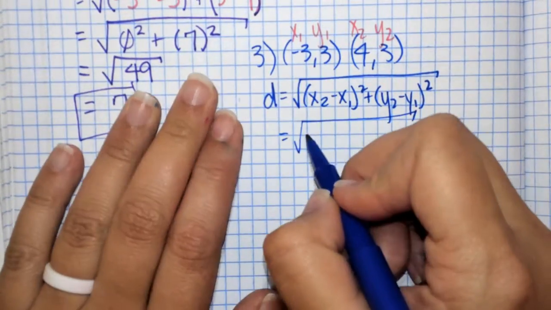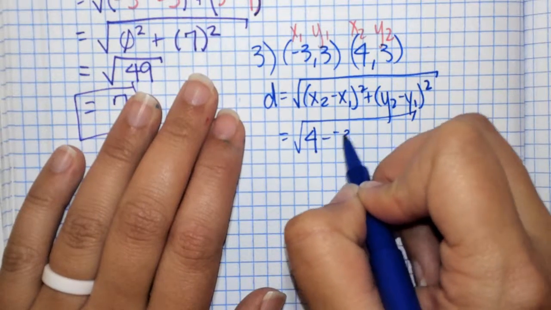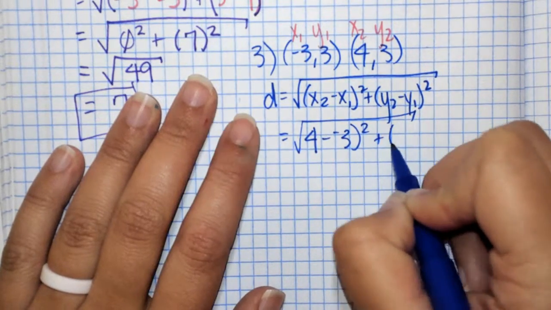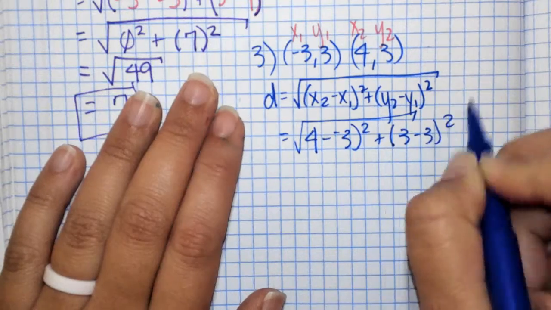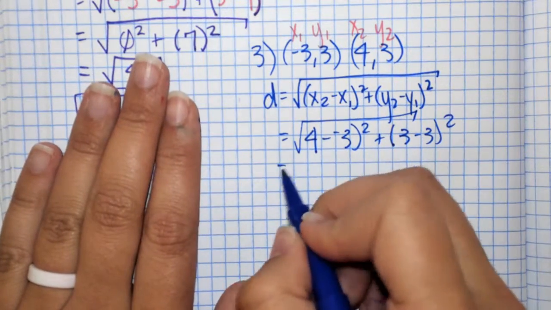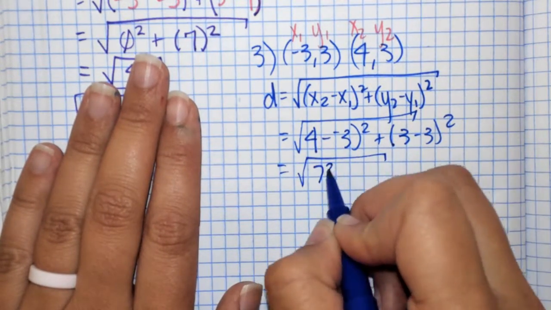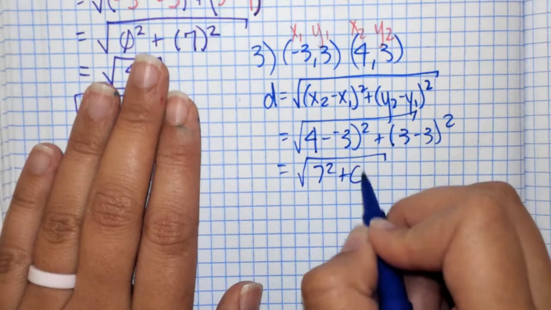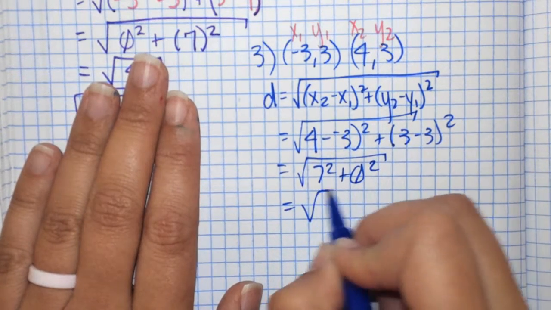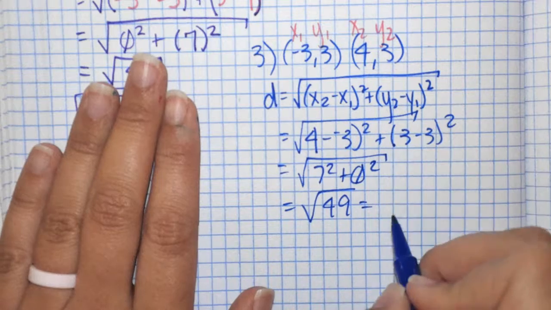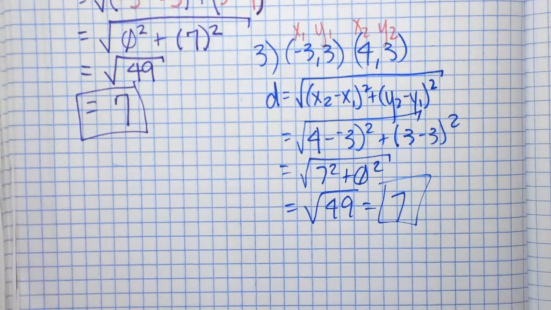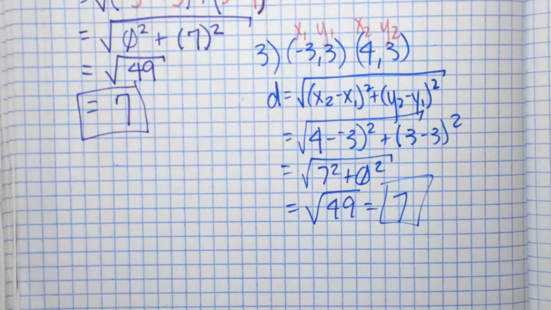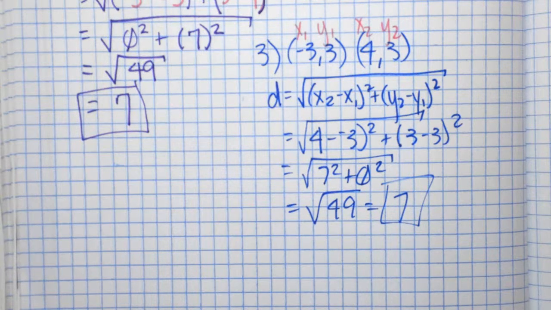So X2 is 4 minus a -3 squared plus 3 minus 3 squared. All right? 4 minus -3 is? 3 minus 3 is? 7 squared is? And the square root of 49 is? Yay! Did everybody get it right? If everybody got it right, give your team a point.